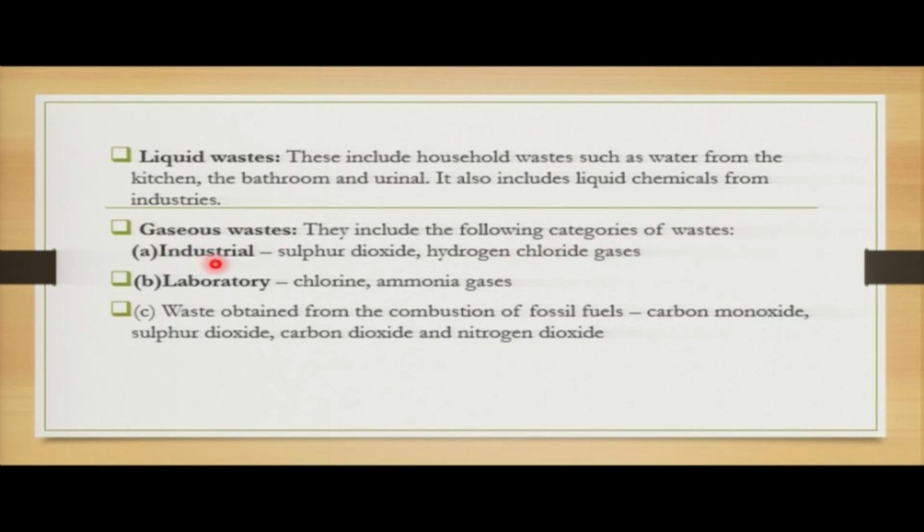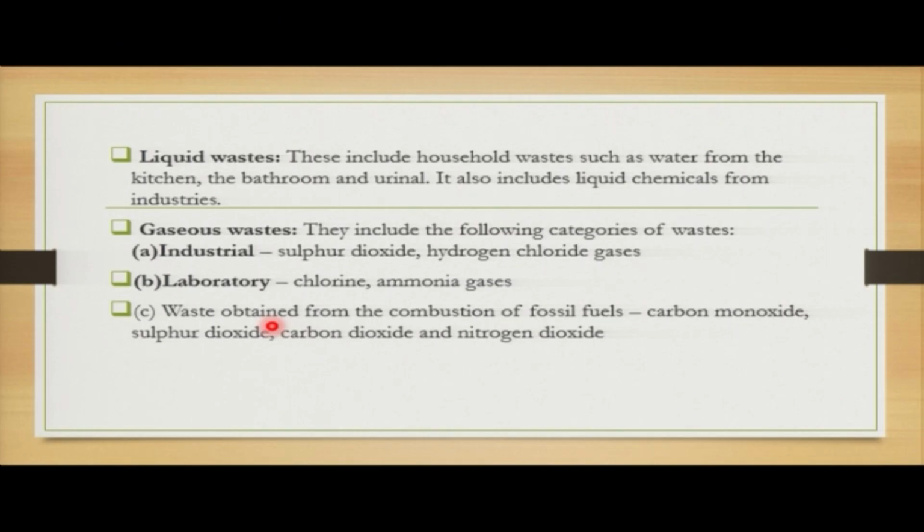Gaseous wastes include the following categories of wastes. There are those coming from industries like sulfur dioxide, hydrogen chloride gases, hydrogen sulfide. All those are gaseous wastes that come from industries, and they constitute even part of the air pollution. Laboratories, we have chlorine, ammonia gases. So some of the laboratories on a smaller scale produce these substances when we are doing simple experiments, but they are also part of gaseous wastes that we produce in the laboratory.